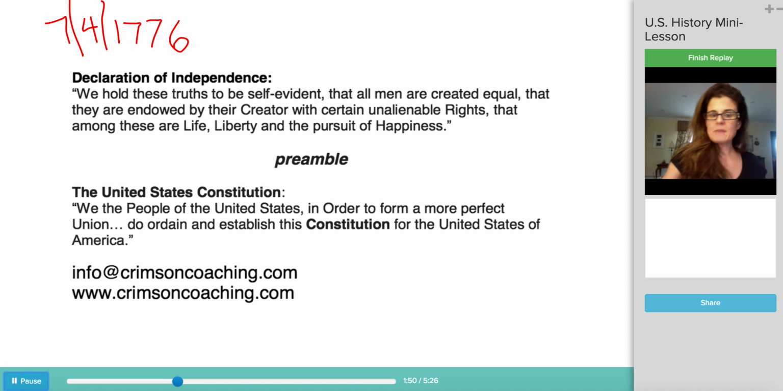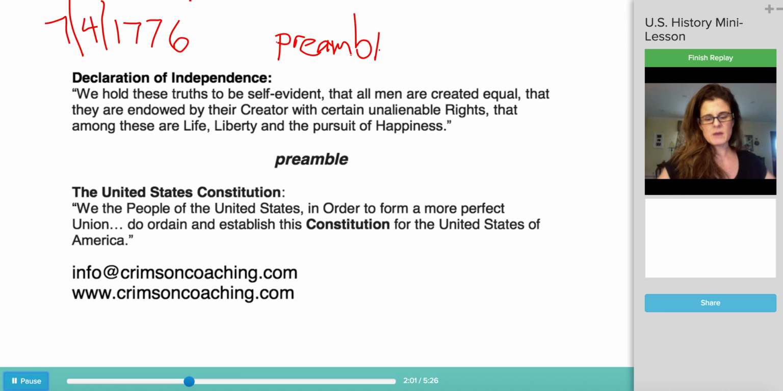Jefferson followed the abstract ideas contained in the preamble, the start or almost like an introduction to this document, with a whole big long list of concrete actions that he claimed King George III and Parliament had taken that trampled upon the colonists' life, liberty, and pursuit of happiness. Jefferson thus reasoned that the men who signed the Declaration of Independence were justified in breaking away from Great Britain and forming their own country and their own government.